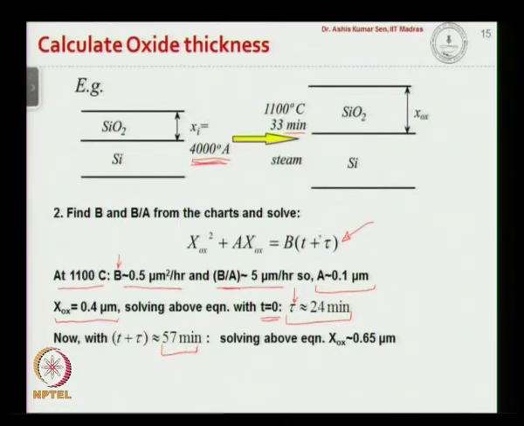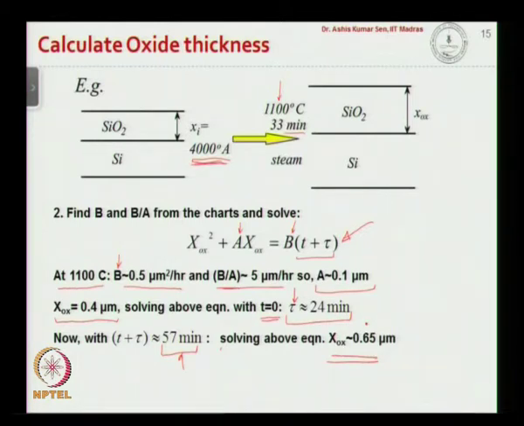Now if you go back to the same equation and put T plus tau as 57 minutes, and plug in the values for B and A, because they are only dependent on the temperature, the wafer, and the dry or steam oxidation, so they are not changing, so you can use the same values of B and A. Now if you solve that equation, you can find the final oxide layer is about 0.65 micron, which is 6500 angstrom.